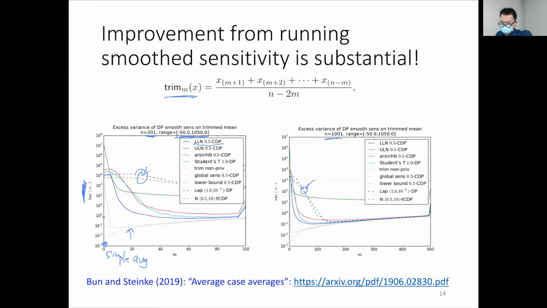You can see that these two dashed lines don't really work very well unless we trim pretty substantially, up to say m equals 200 and 300, before these two converge to the same ballpark as everything else. For more details, you should check out this paper itself. It's quite a nice paper.